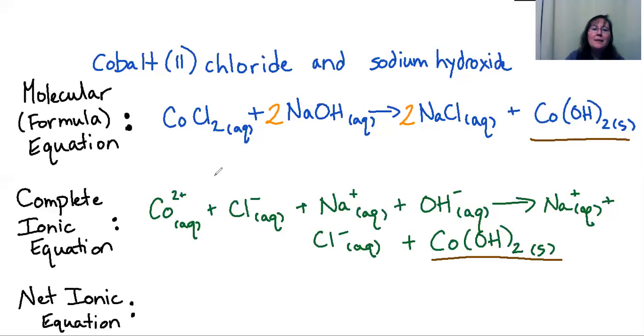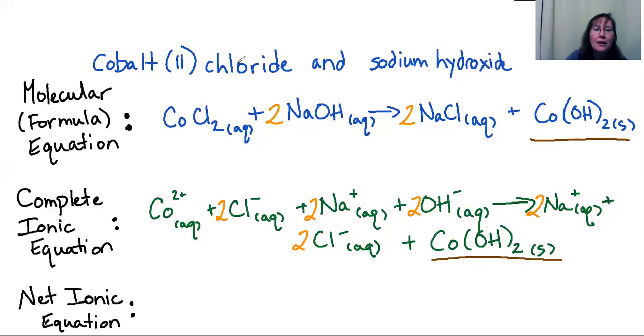And I'm done. But that means that I need to come down here and make sure that my complete ionic equation matches. So I have 1 cobalt, but here I have 2 chlorides, so I need to put a 2 here. 2 sodium hydroxides means I need 2's in front of those. And then I'll need a 2 in front of this sodium and a 2 in front of this chloride and nothing in front of my cobalt hydroxide. Great, now I'm balanced. And I can move on to my net ionic equation.